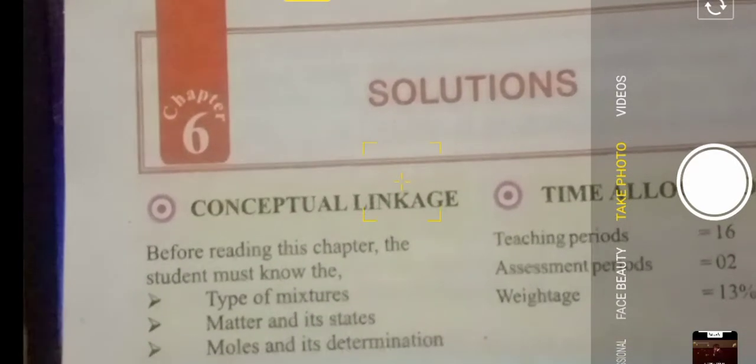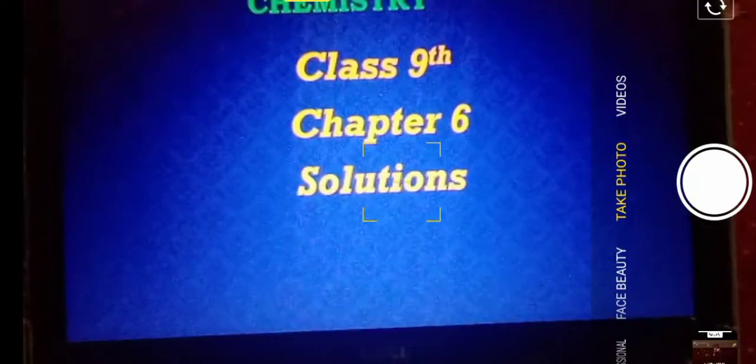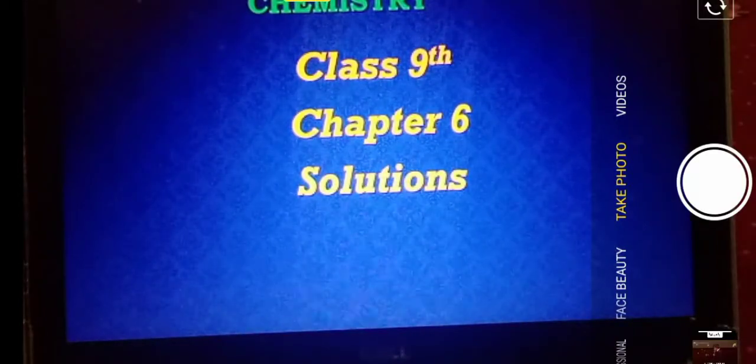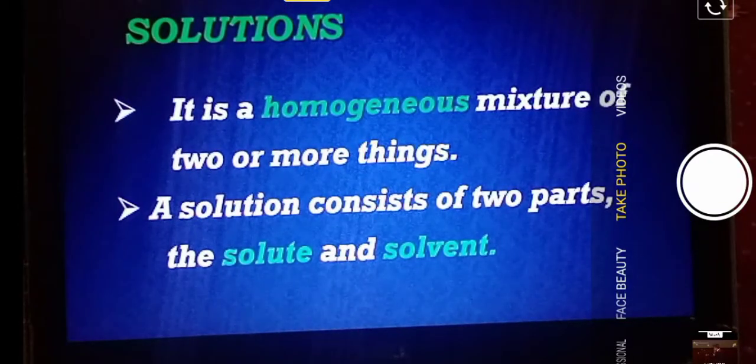Today we start chapter number 6, Solutions, from class 9th chemistry. So let's start with what actually a solution is. A solution is a homogeneous mixture of two or more than two things. When we mix two or more things, it becomes a mixture, and that mixture is called a solution.